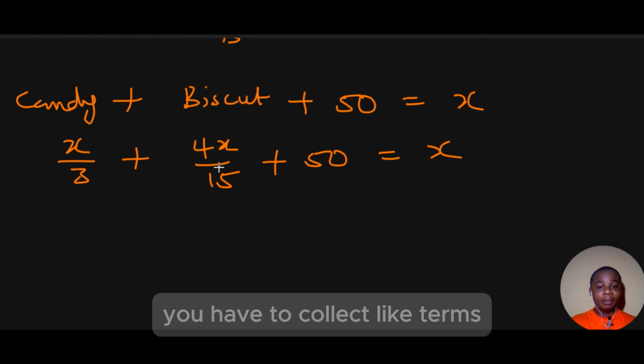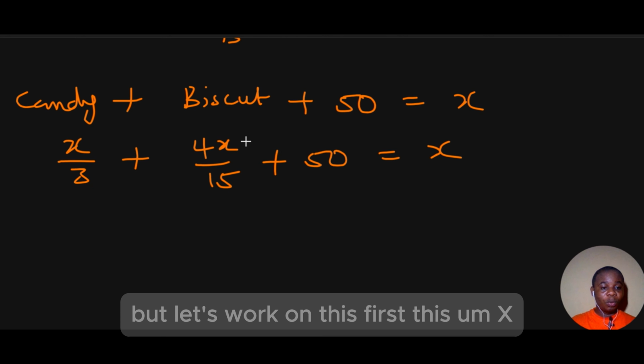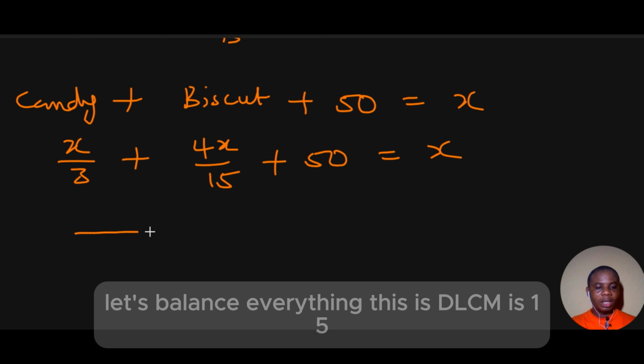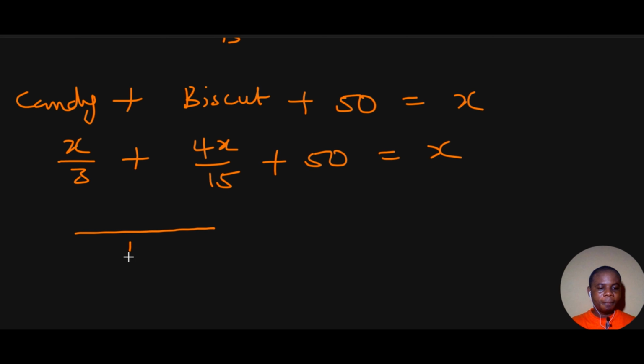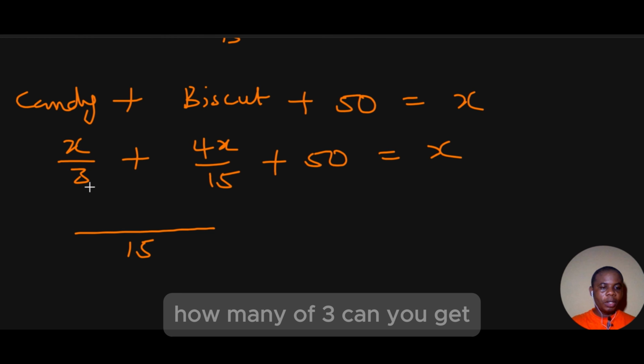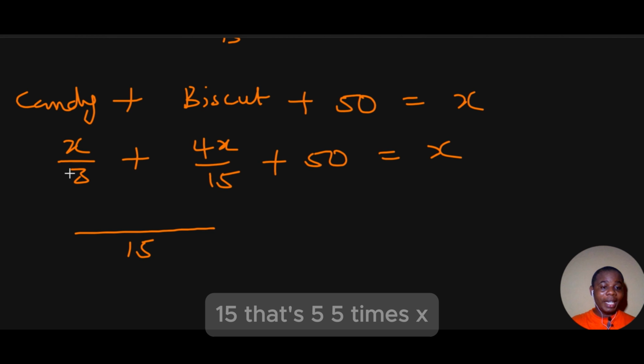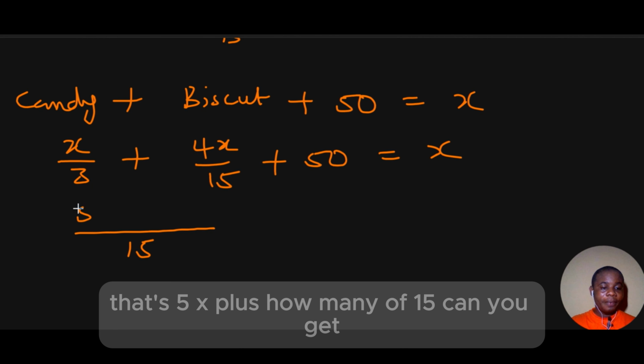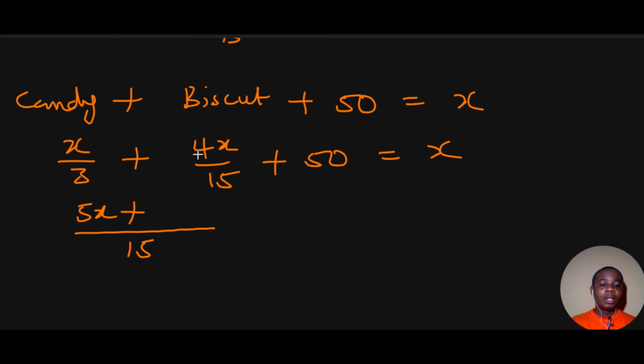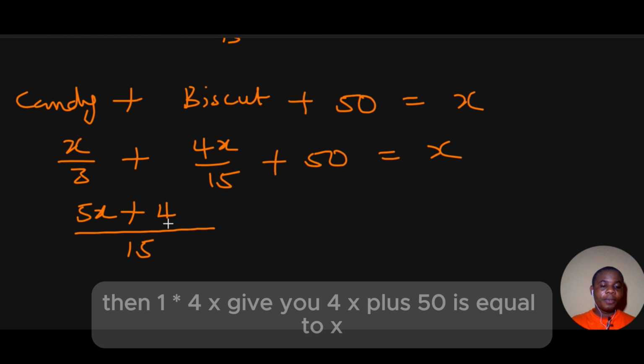So what do you do next? You have to collect like terms. But let's work on this first. Let's balance everything. The LCM is 15. How many of 3 can you get in 15? That's 5. 5 times x, that's 5x. Plus how many of 15 can you get in 15? That's 1. Then 1 times 4x will give you 4x, plus 50 is equal to x.